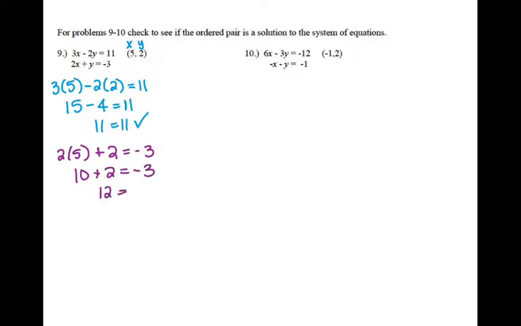So I have 15 minus 4, which is 11. So far, so good. Let's go ahead and plug into the second equation. I have 2 times 5 plus 2. See if that equals negative 3. 10 plus 2 most definitely does not equal negative 3. So this one is not a solution.